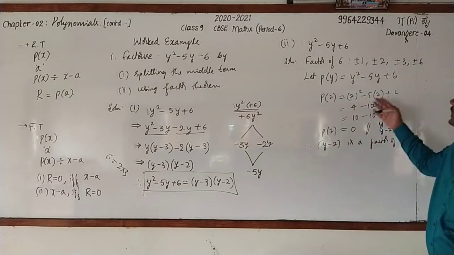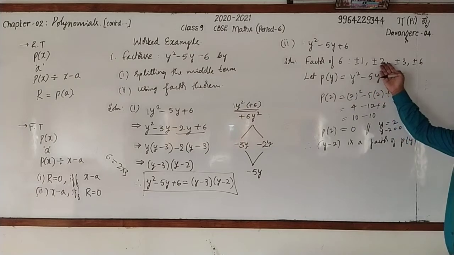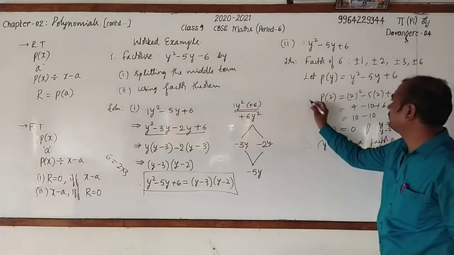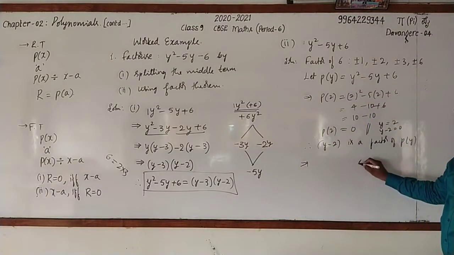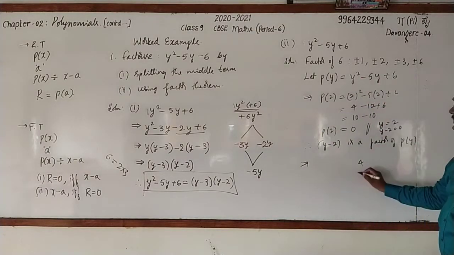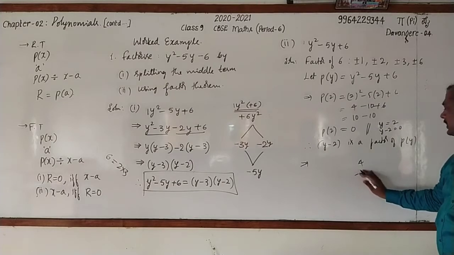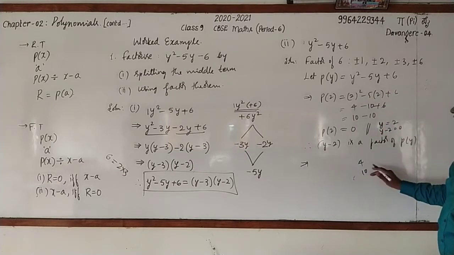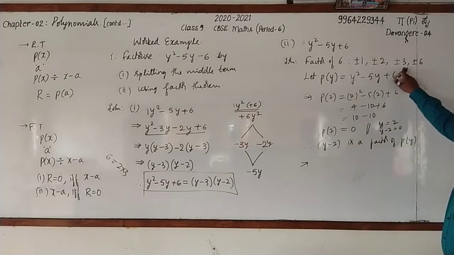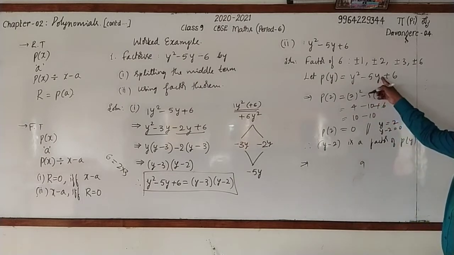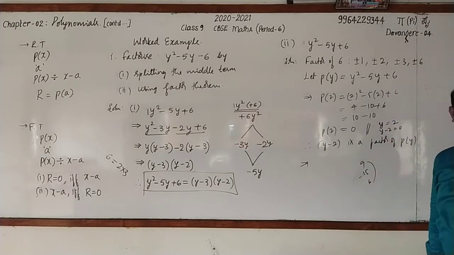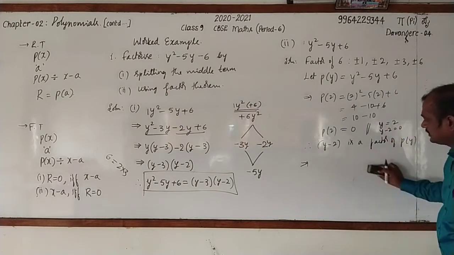Similarly, there are some other numbers. You may take minus 2. If you take minus 2, observe, minus 2 whole square is 4, minus 5 into minus 2 is plus 10, then plus 6. It will be 20, not equal to 0. You may take 3 and substitute here. 3 square is 9, then 5 into 3 is minus 15, plus 6. 9 plus 6 is 15, 15 minus 15 is 0.